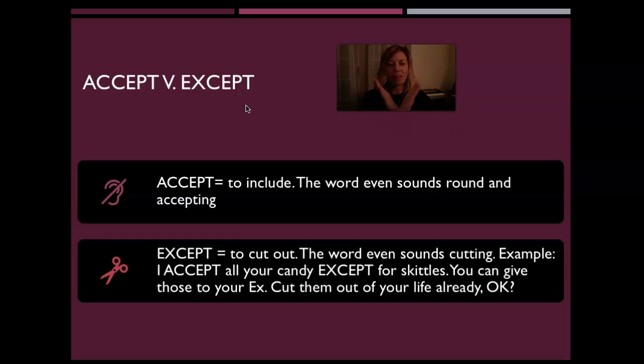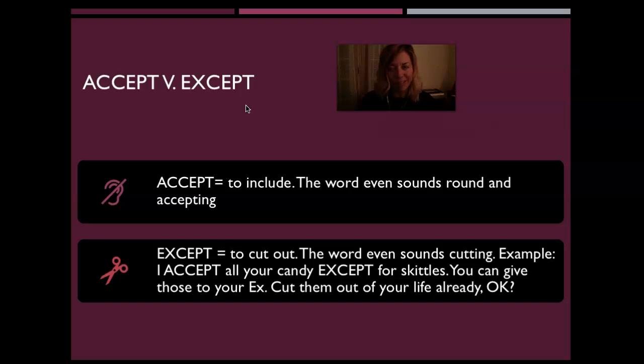An example that includes both is, I accept all of your candy except the Skittles. You can give those to your ex. Cut them out of your life already, okay? Do you get it? So, except. Like an ex-boyfriend or girlfriend. Except. I like everyone except them. I like all candy except the Skittles. I accept all the other candy. I accept it except the Skittles.